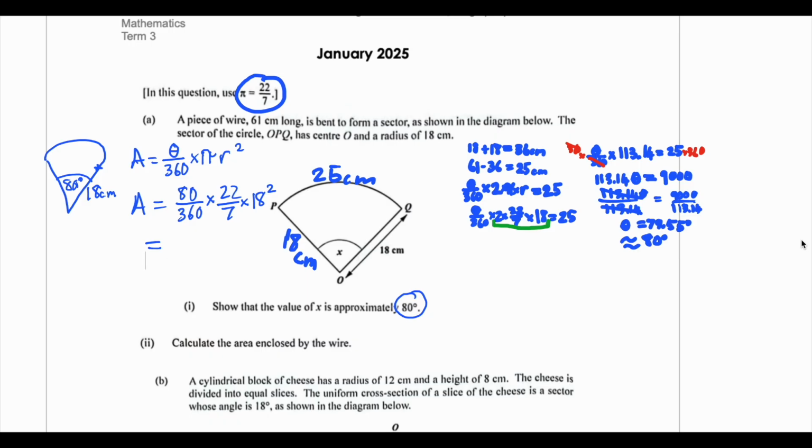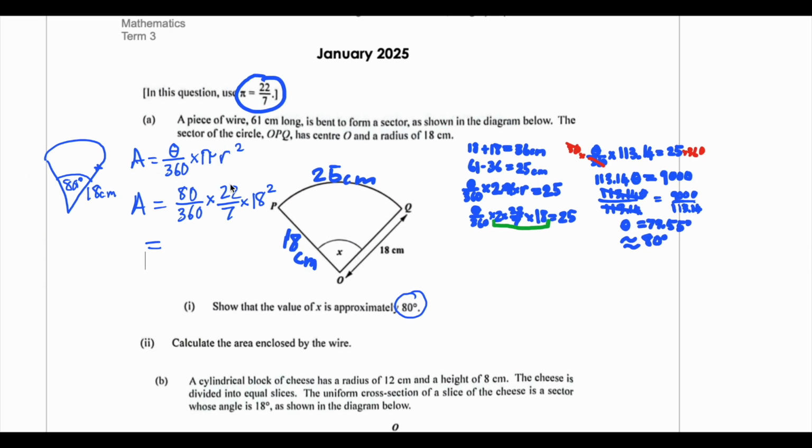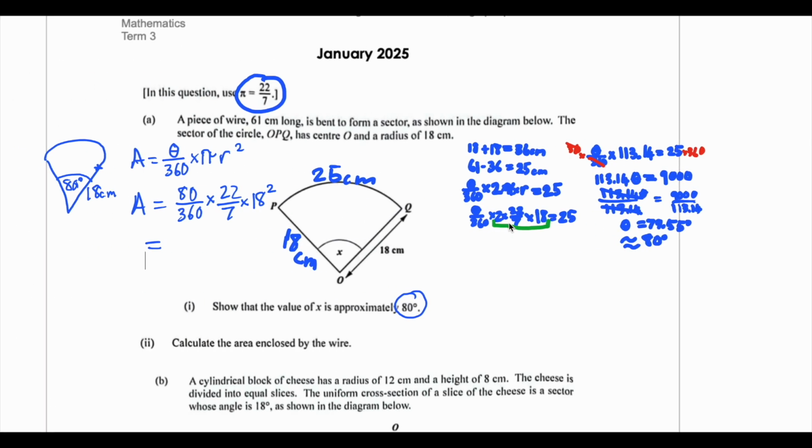So I could say the area here is 80 over 360 multiplied by 22 over 7 times 18 squared. Now I can put this in a calculator, especially if I have a fractions calculator, and go one time. So 80 over 360 times 22 over 7 multiplied by 18, which is the radius, squared, gives me 226.29. This 5 would make this 8 round up to a 9. So 226.29 is my area.